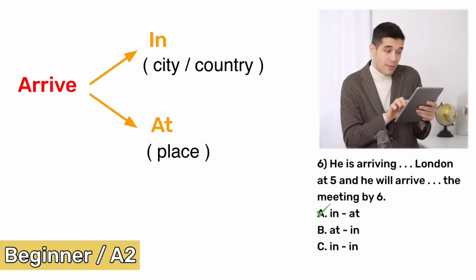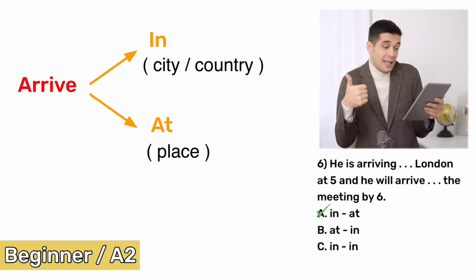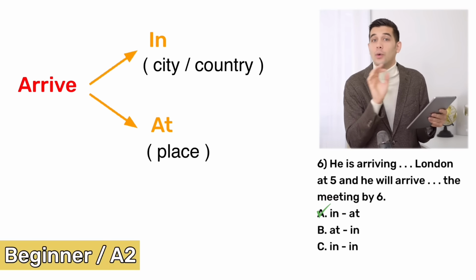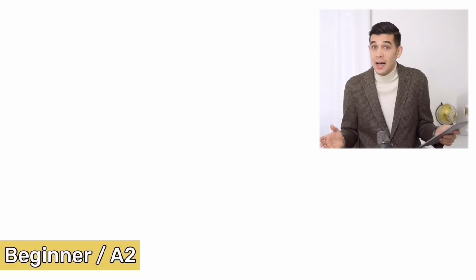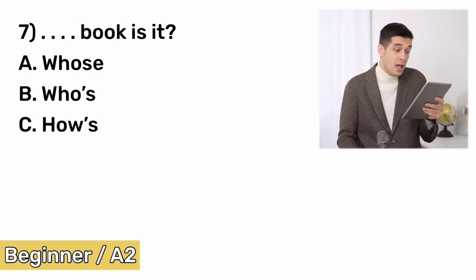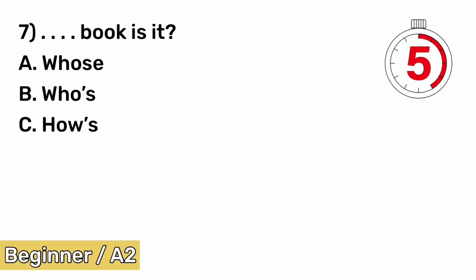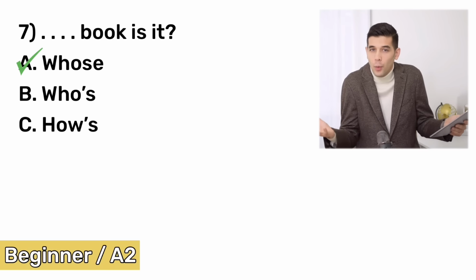Now in this case, the first one talks about London, which is in. The second one talks about a meeting, which is at. So in, at. Moving on to question number 7. Book is it? Whose, and house? The answer is whose, but why?